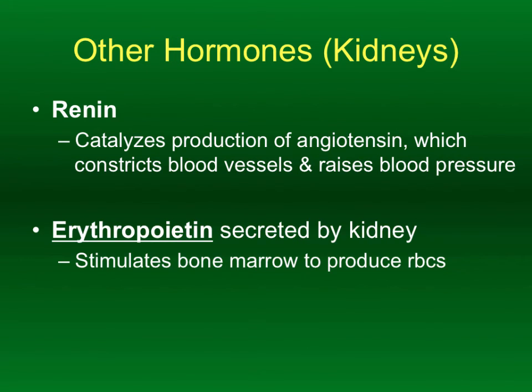Renin is a hormone that has a lot going on here. Renin is involved with catalyzing the production of a hormone called angiotensin, which is going to cause vasoconstriction and also increases in blood pressure. So if blood pressure drops as a result of an injury or dehydration, renin is going to cause the release of angiotensin, which helps to constrict blood vessels and raise blood pressure to the point where you don't pass out.